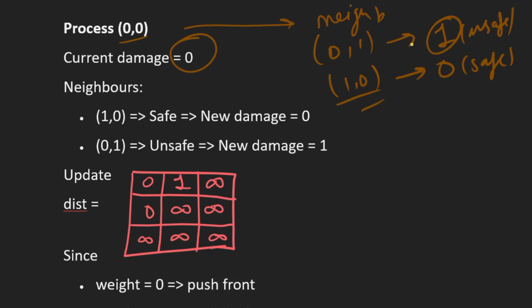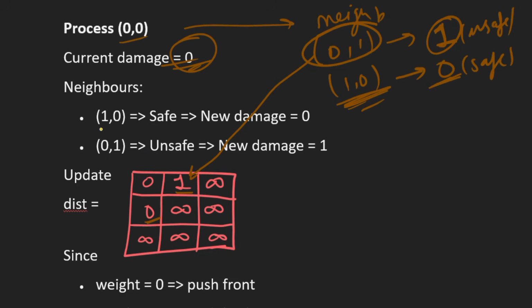So this cell will give us, our current damage is 0, so this will incur a damage of 1. So at 0 comma 1 our damage will become 1, so we update that to 1. But at 1 comma 0, it is a safe cell, so our current damage will remain the same, so we have updated that to 0.